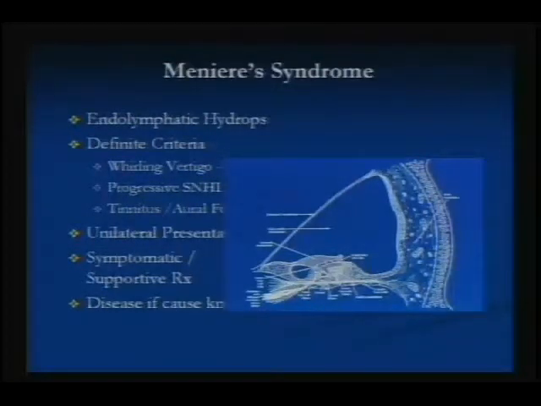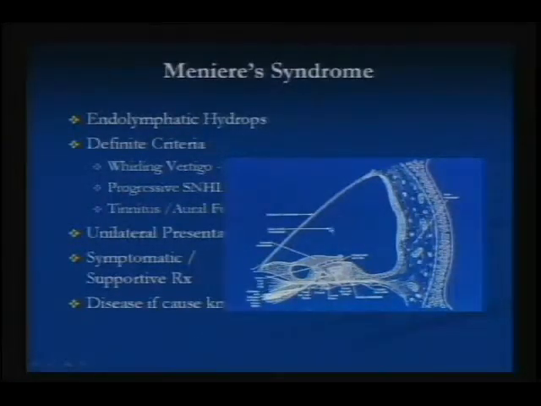A Meniere's attack has whirling vertigo. They have progressive sensorineural hearing loss, usually in the low frequencies. They have tinnitus or ringing in the ear and aural fullness. And it is sporadic and episodic. Their physical examination is completely normal. It's treated by symptomatic and supportive treatment.